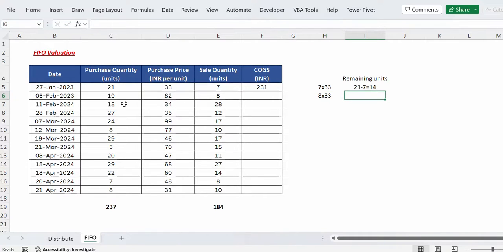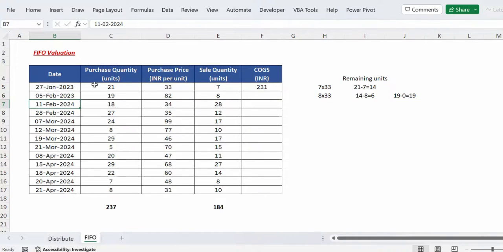Now from the purchase that we made on 27 January, how many are remaining? They will be 14 minus 8, which is equal to 6, right? And how many are still remaining from the purchase that we made on 5th February? It is the exact amount, because we haven't utilized any of this 19. So this will be 19 minus 0, because we haven't utilized anything from the purchase we made on 5th February. So it will be 19, right?